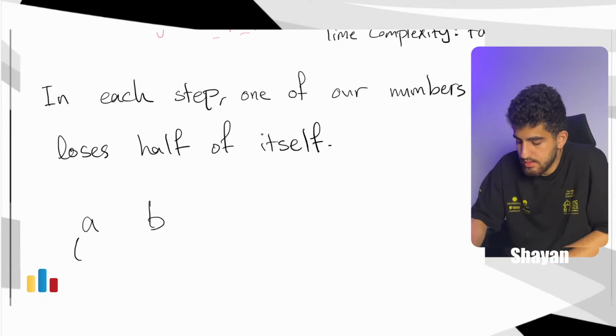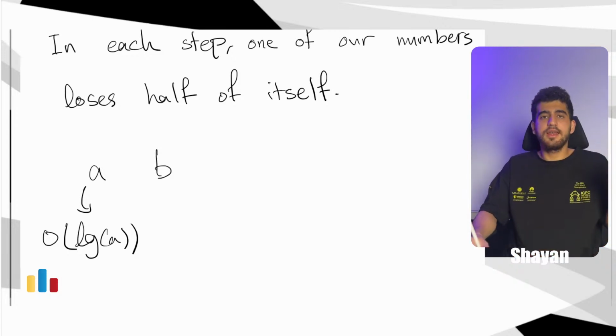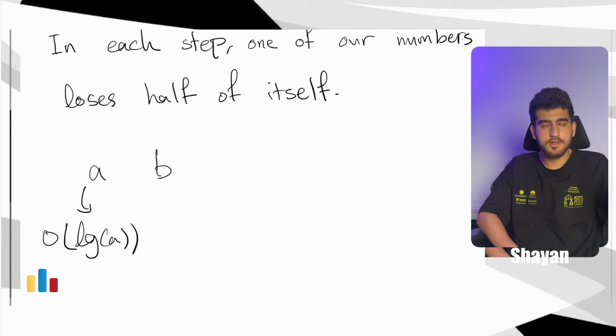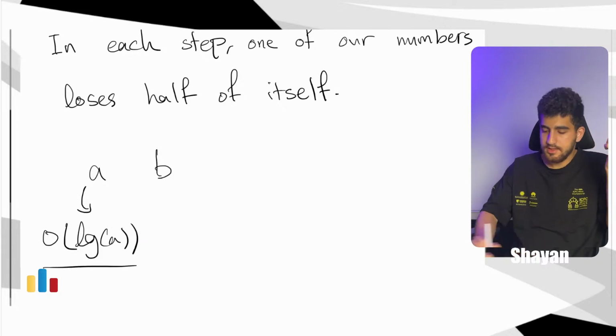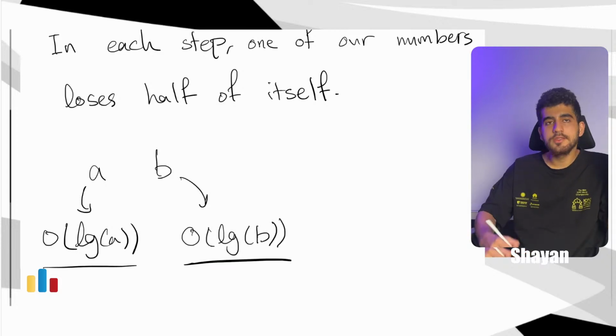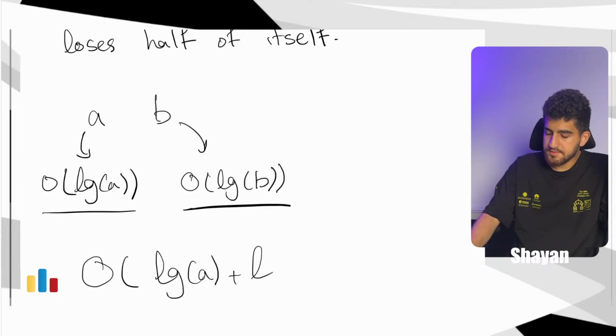A can lose half of itself at most O of log of a times. I mean, we want to see how many times I can divide it by 2 so that it turns into 0. It's going to be O of log of a. So for a, this can only happen log of a times. For b, it can only happen log of b times. So in total, we can show that the time complexity will be at most log of a plus log of b.